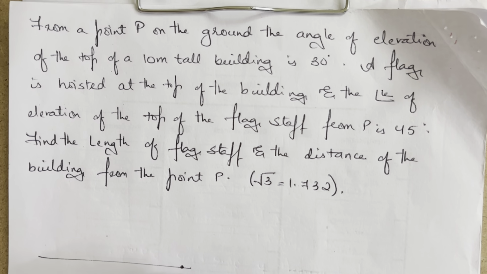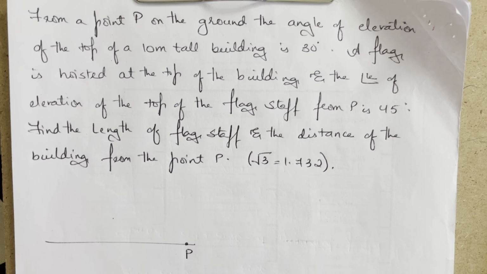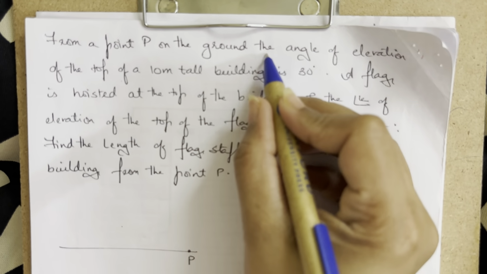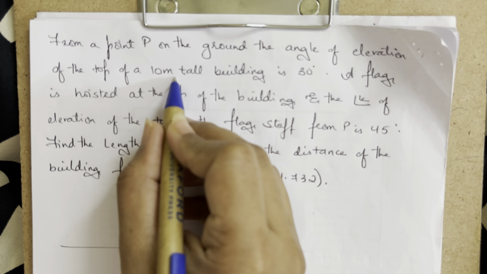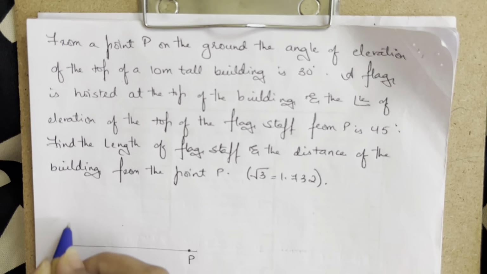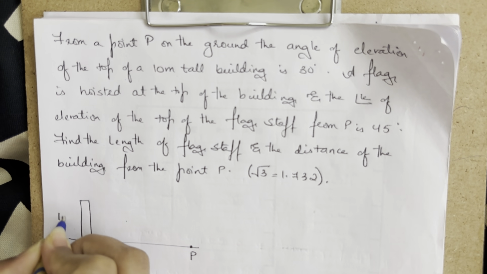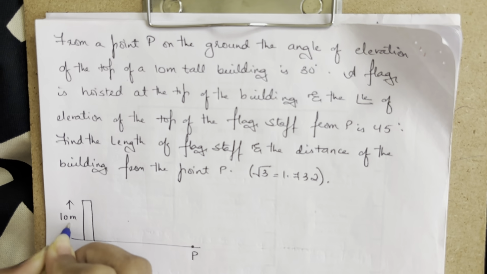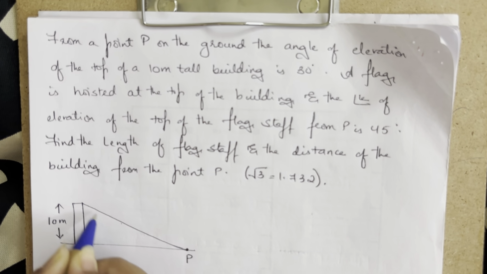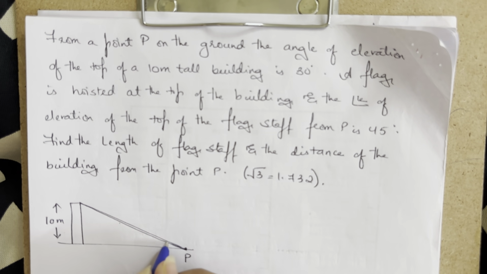From the point P on the ground, this is the point P on the ground that we're talking about, the angle of elevation of the top of a 10-meter tall building is 30 degrees. Okay, there's a building which is 10 meters tall. So I'll write it as 10 meters in here. And the angle of elevation of the top of the building is 30 degrees is given to me. Okay, fine.